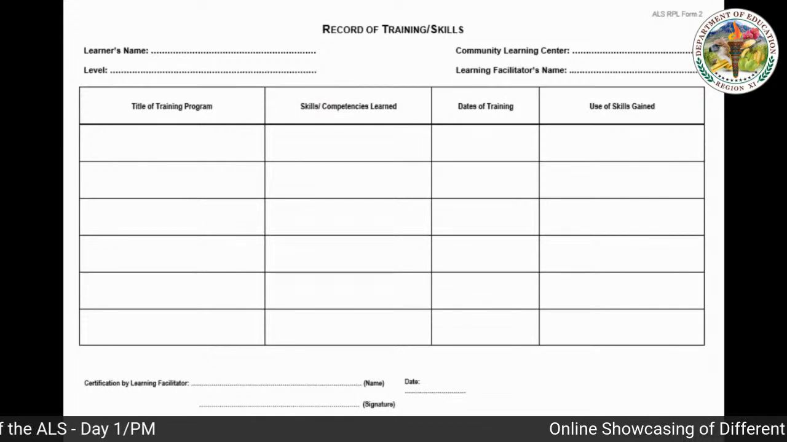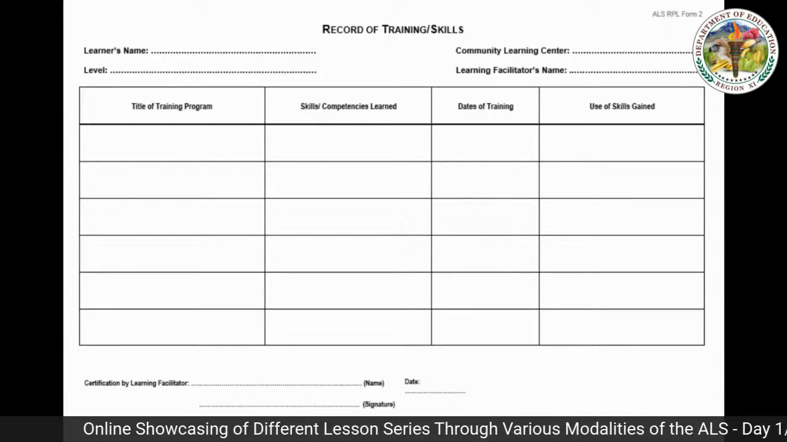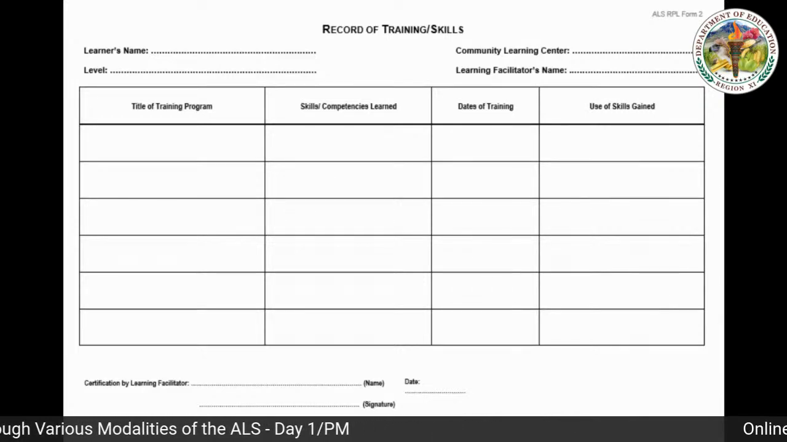ALS RPL Form 2 is the record of training and skills. This form documents formal training that the learner has had. The formal training will normally be work-related. It does not include schooling.